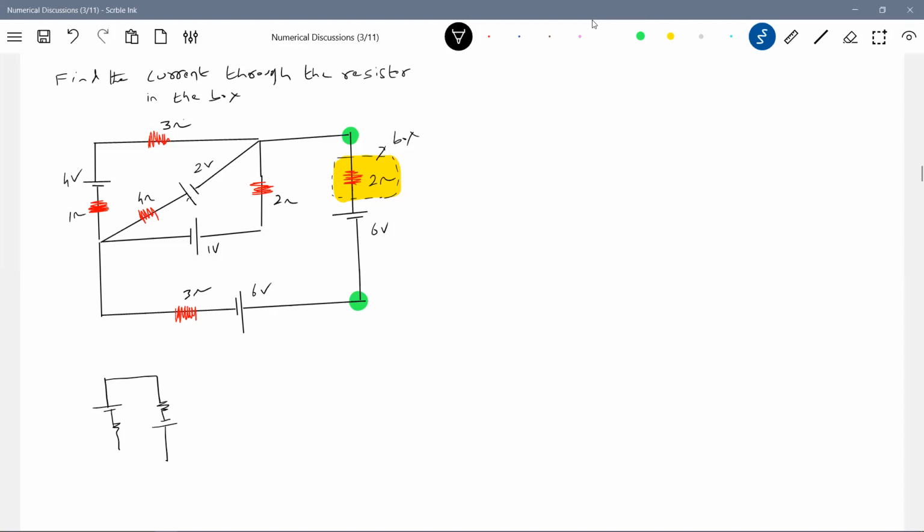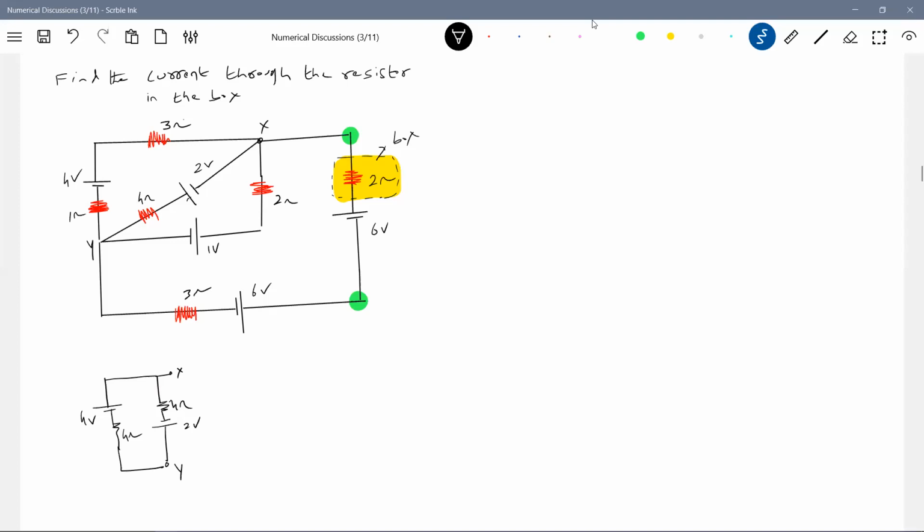I'm just redrawing so that it will be easy for you. So this will be 4 ohm, this is 4 ohm, 2 volt, and this 4 volt. Okay, these are the points. Let me take X and Y. Between X and Y, I'm trying to replace this one. How to do this when you have reverse polarity? You assume this has higher potential and carry on.